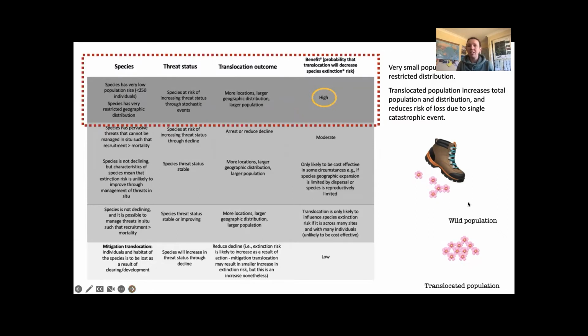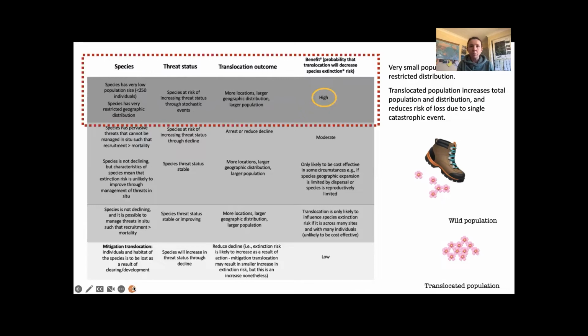The population is so small that, for example, a small impact could basically affect the whole lot. Whereas if you made a second population somewhere where that impact isn't occurring, you're halving your extinction risk.